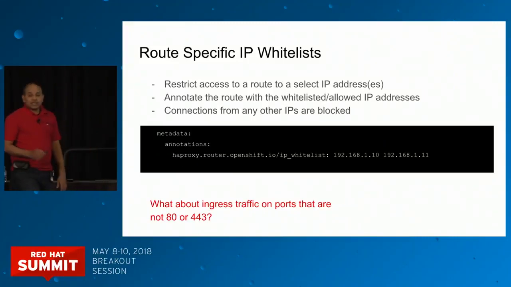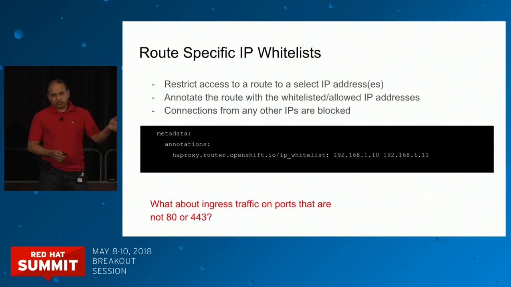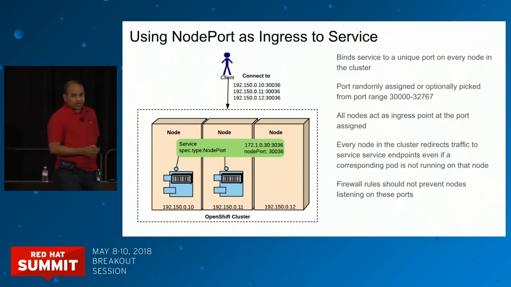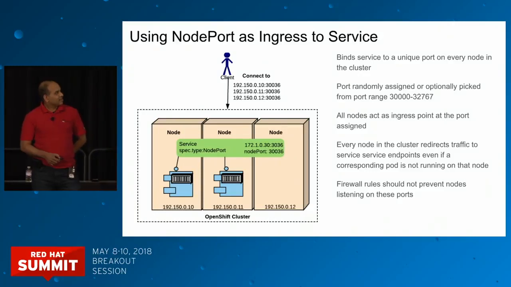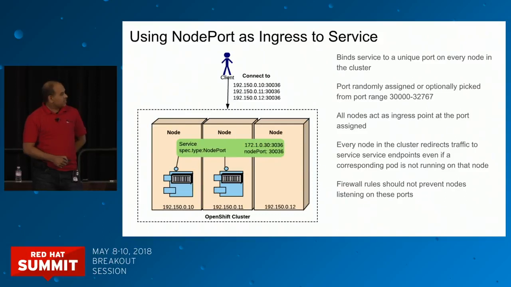If I want to run some applications that are not using port 80 and 443, and I don't want to expose those applications on 80 or 443, I want to use some other ports. In that case, you have multiple options. I'll discuss one after another. The first one is a node port approach.